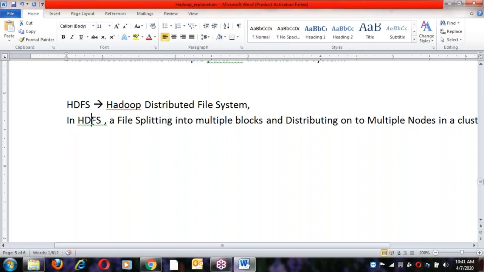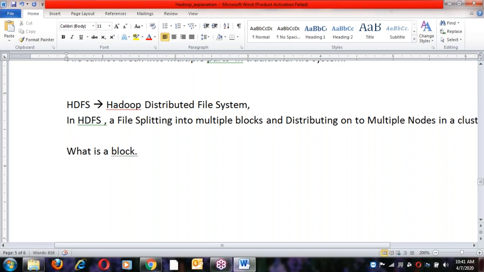In HDFS, a file is split into multiple blocks and distributed onto multiple nodes in a cluster. So node means computer, cluster means network. That is clear. Now, about the block: what is a block here?